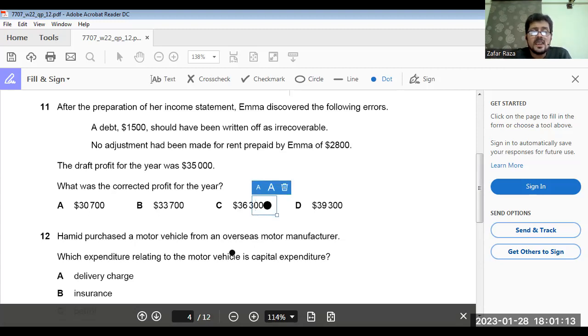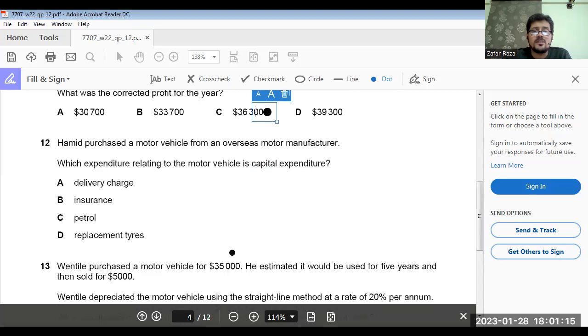Okay. Hamid purchased a motor vehicle from an overseas motor manufacturer. Which expenditure relating to the motor vehicle is capital expenditure? We all know that capital expenditure only occurs once. So the answer should be delivery charges. Yes, because insurance, petrol, tire replacement are revenue expenditures. They occur repeatedly for the vehicles.